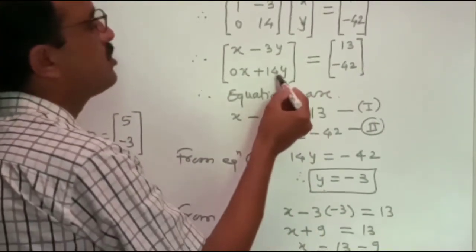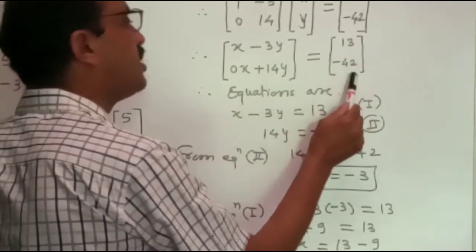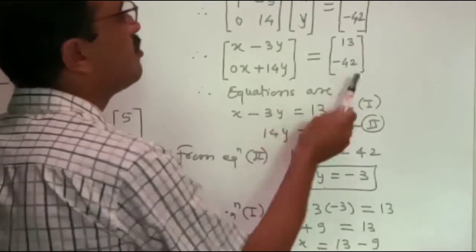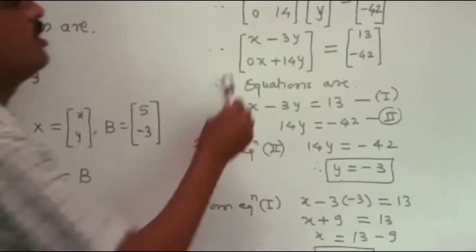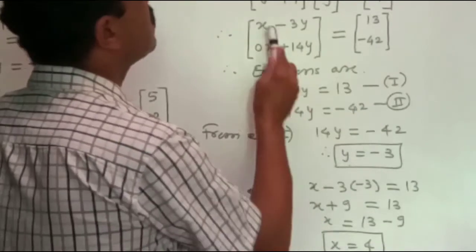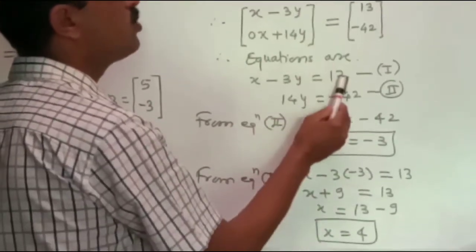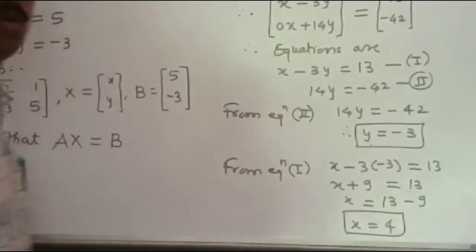This matrix has order 2 by 1, 2 rows and 1 column, and the other matrix has the same order. Therefore, by equality of matrices, the first element is equal to the first, and the second element is equal to the second. So we get two equations. First is x minus 3y is equal to 13, and second equation is 14y is equal to minus 42.